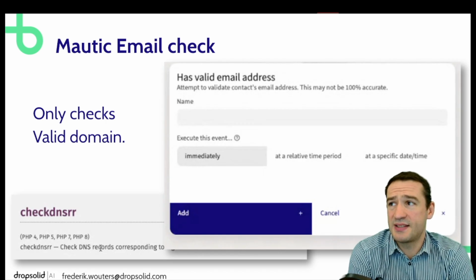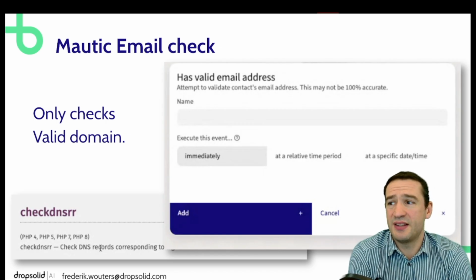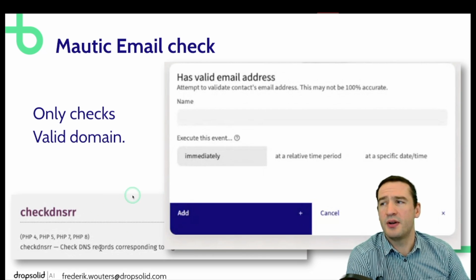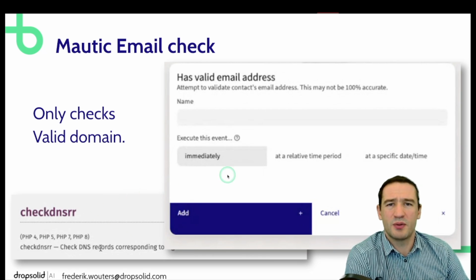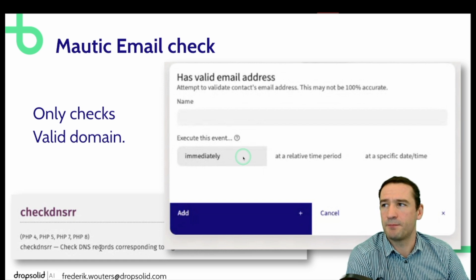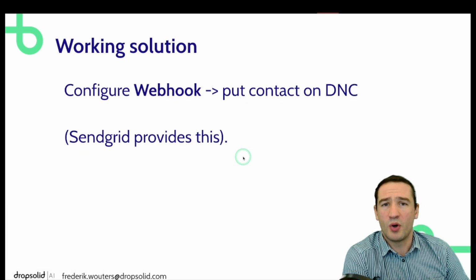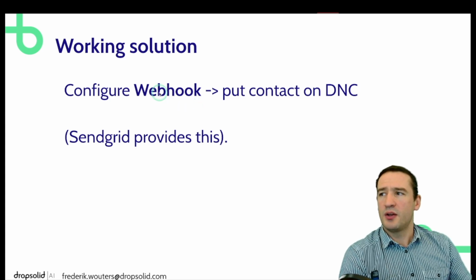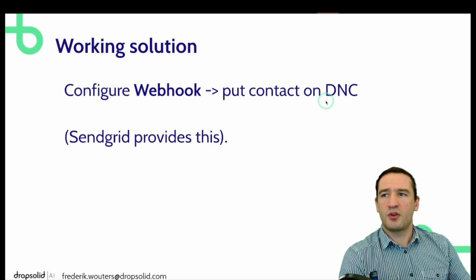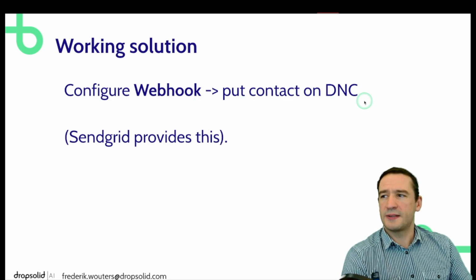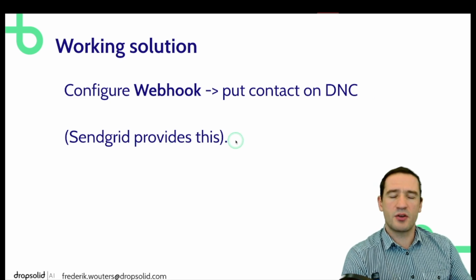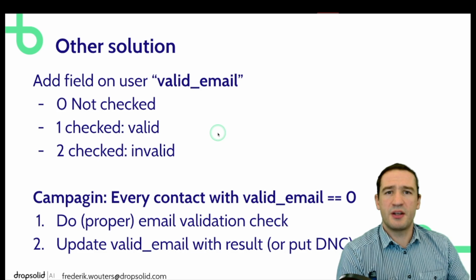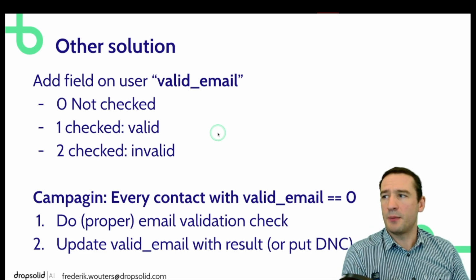Mautic currently already has an email check, which checks the valid domain. So it checks if the domain is valid using the PHP method you see here, but this is not sufficient. We want proper email address checking. There's also a working solution for some email providers that uses the webhook. You can configure the webhook and it will put the contact on do not contact. SendGrid, for example, provides this. Others also do this. But there's also other custom solutions if your provider does not help you with this.